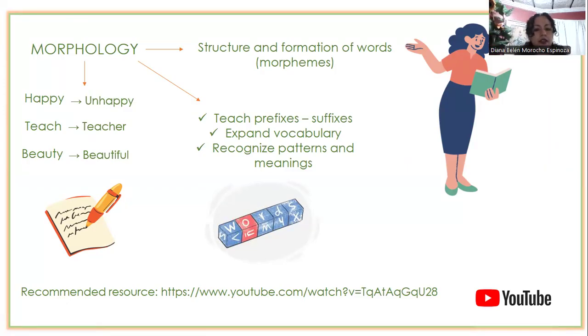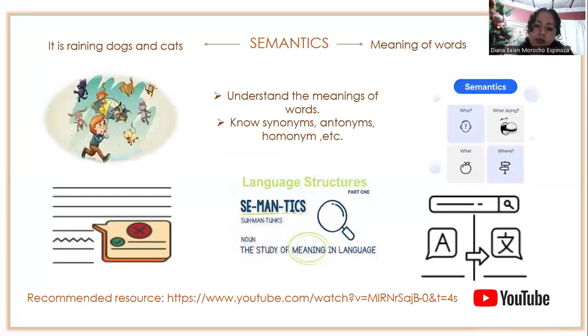So let's move to the next element of linguistics, which is semantics. It deals with the meaning of words, phrases, and sentences or statements, okay? I would like to give you an example. Here, if someone says, it is raining dogs and cats, it doesn't mean that animals are falling from the sky. It just means that it is raining very hard.